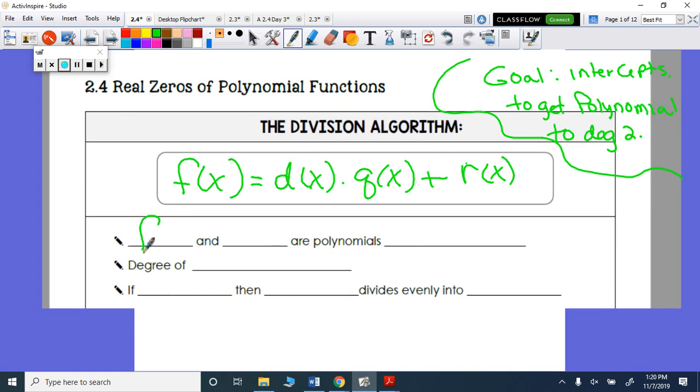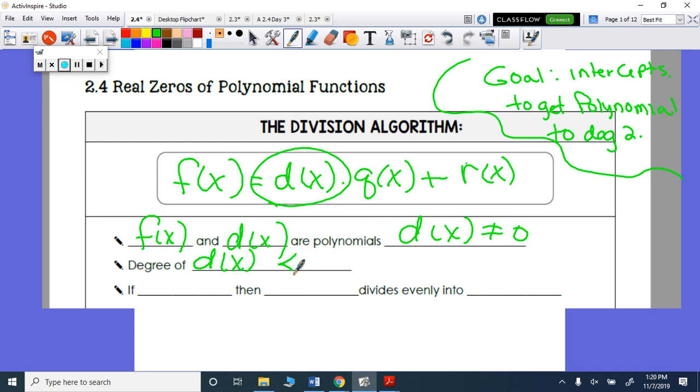So what this is saying is that our function and the binomial that's doing the dividing are going to be polynomials. And the one doing the dividing can't be 0, because you can't divide anything by nothing. It's like undefined. The divisor is a lower degree than the final polynomial. And if you get a remainder of 0 anytime, with numbers or polynomials, then that means the divisor divides evenly into your function.